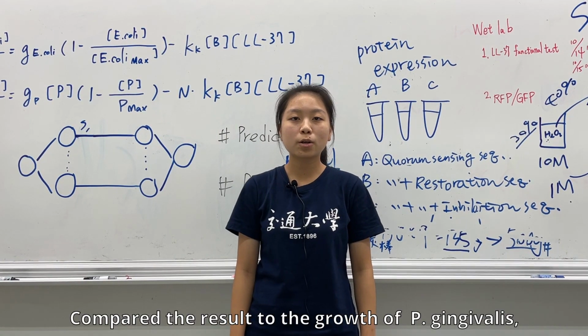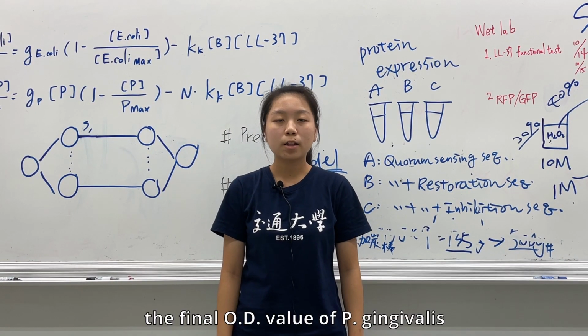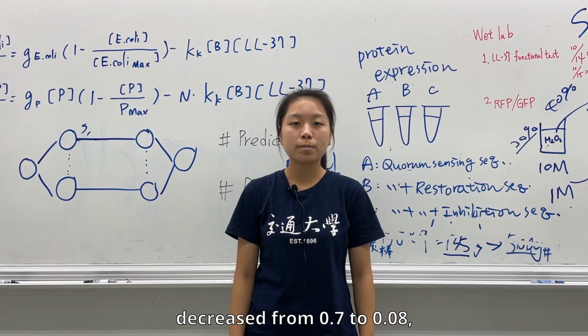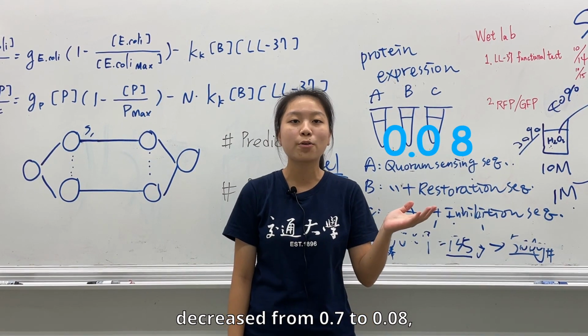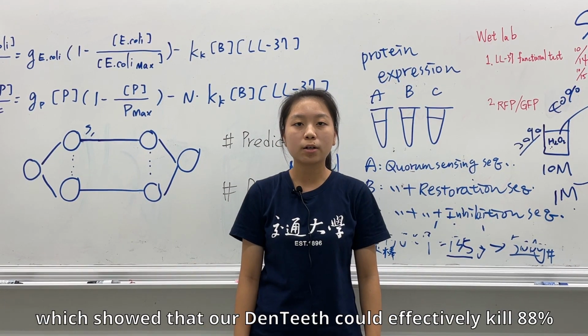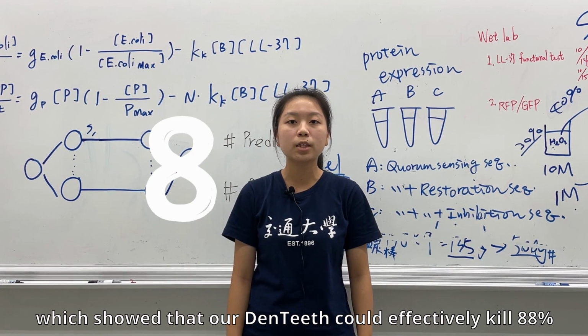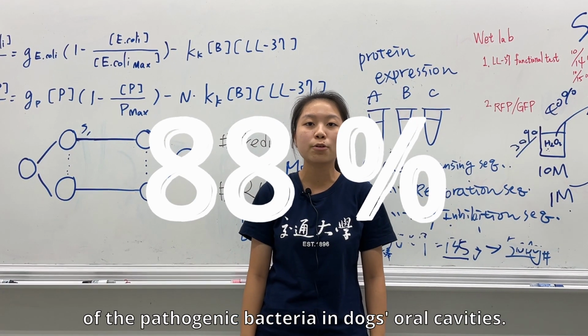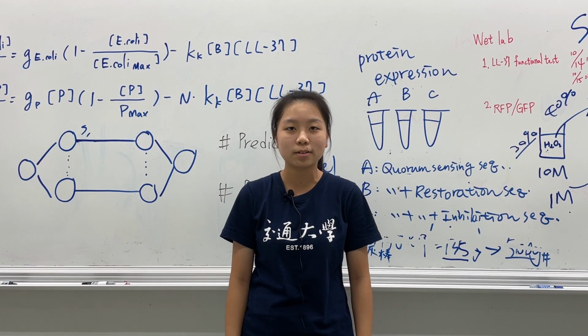Comparing the result to the growth of P. gingivalis, the final OD value decreased from 0.7 to 0.08, which showed that our dentists could effectively kill 88% of pathogenic bacteria in dogs' oral cavities.